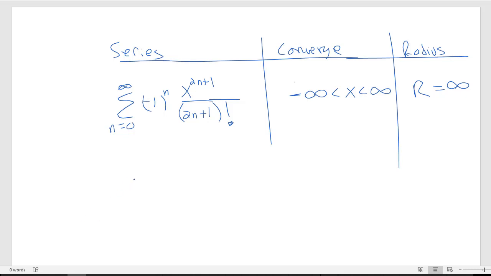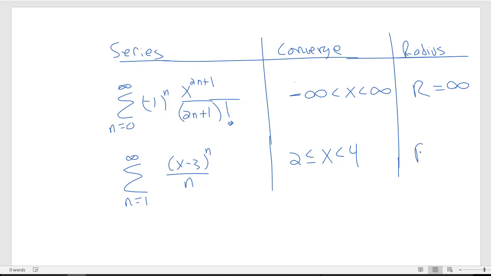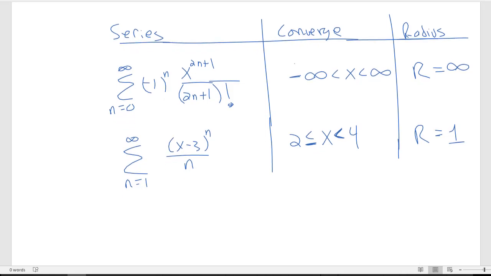Now what was the other example we saw? It was x minus 3 to the n over n, n went from 1 to infinity, and that interval of convergence was from 2 to 4. Now, the distance between the endpoints is 2, so half of that is the radius. Okay. Now, the radius doesn't change whether I include or don't include an endpoint. The radius is just 1 in this case.